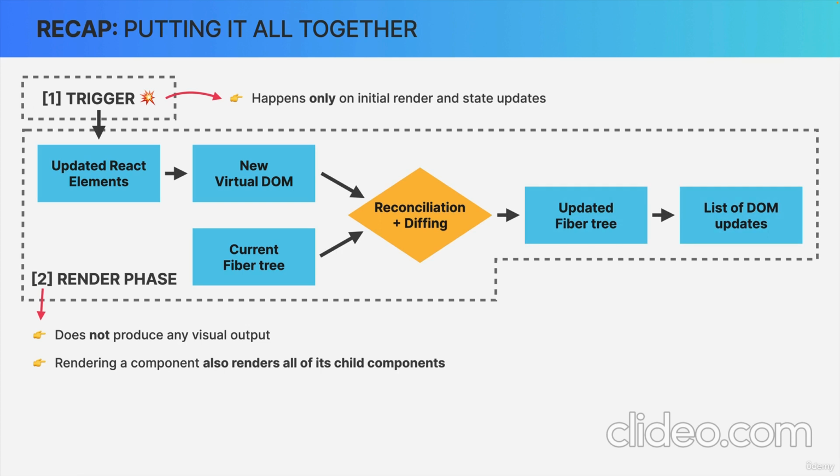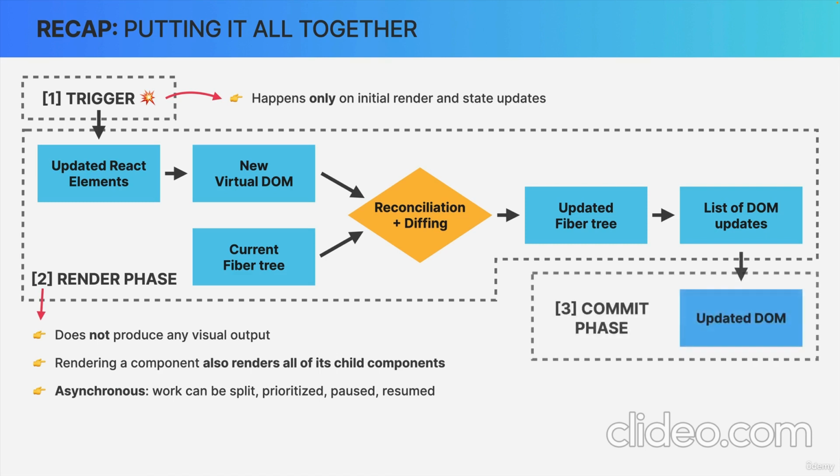Now, it's important to note that the render phase is asynchronous, so Fiber can prioritize and split work into chunks and pause and resume some work later. And this is necessary for concurrent features and also to prevent the JavaScript engine from being blocked by complex render processes. But anyway, the output of the render phase, so the list of DOM updates, will finally actually be written to the DOM in the commit phase.